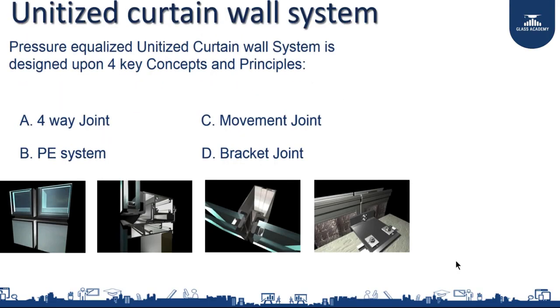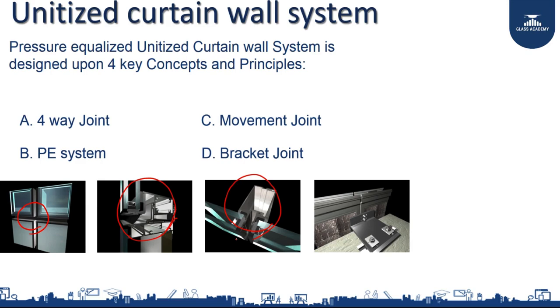When you talk about pressure equalization in a curtain wall system, there are 4 factors which govern the design. One, a 4-way joint, if you see here, of a panel. Two, a PE chamber, we call it a PE chamber. What is PE? Pressure equalization. I will talk about this after this. Then a joint which moves. It means you saw a mullion in semi-unitized system where it is a solid box, but here they split the mullion. They make it move.